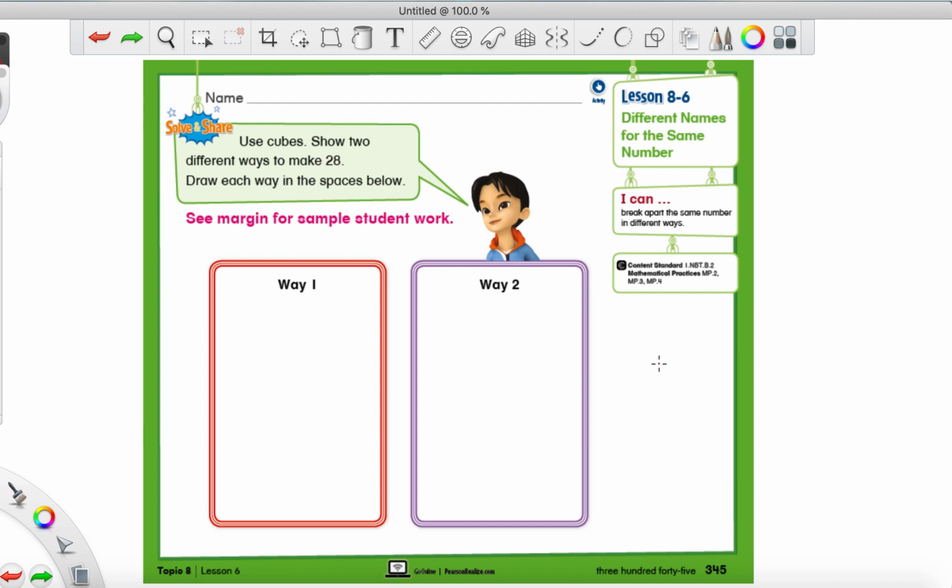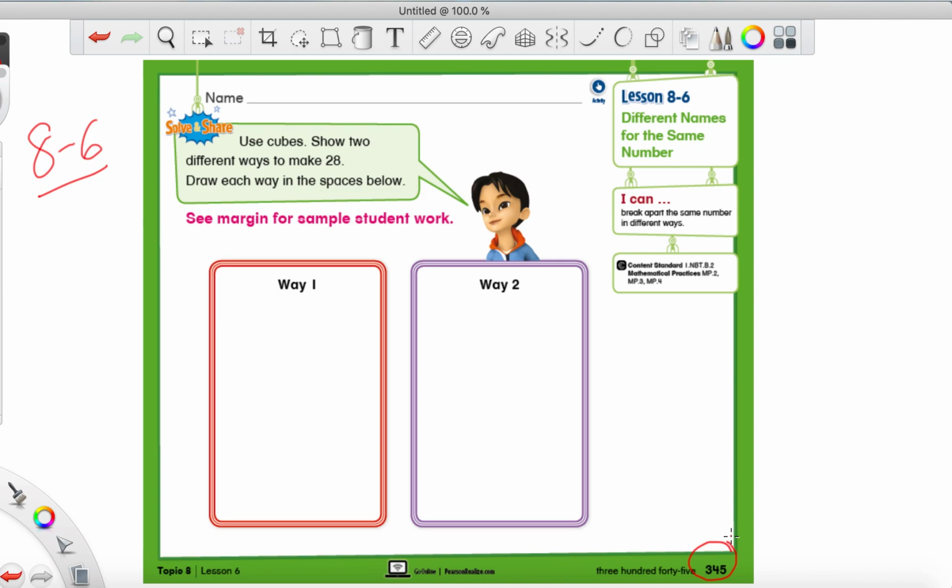Hey everyone, Mr. Montgomery again. We are still working on Unit 8 today. We're on Lesson 8-6, which means Unit 8, Lesson number 6. Boom. And today we are going to be starting on page 345 in our Volume 2 Robot Turtle book.